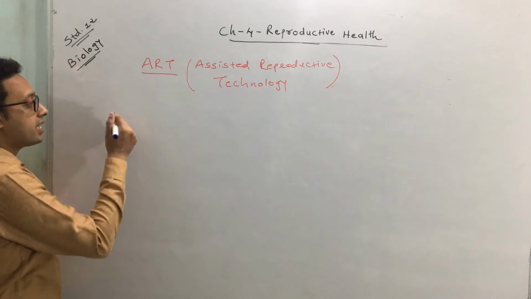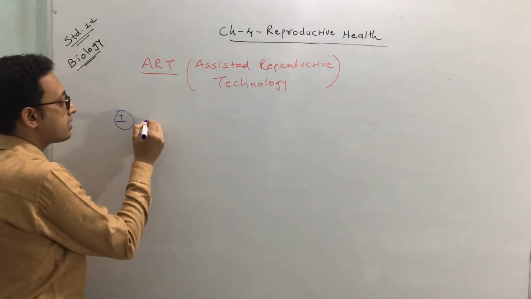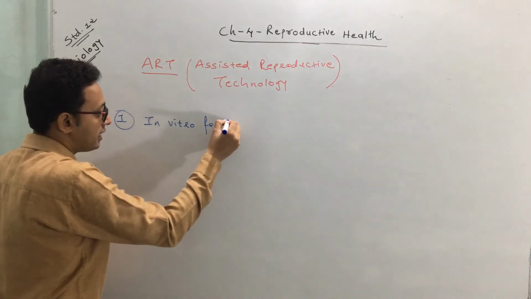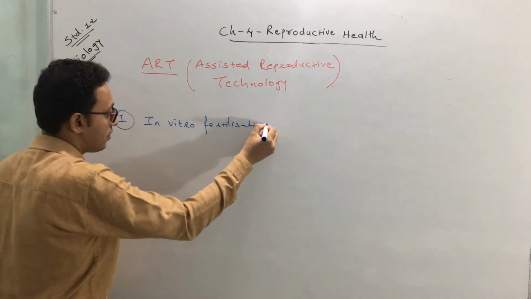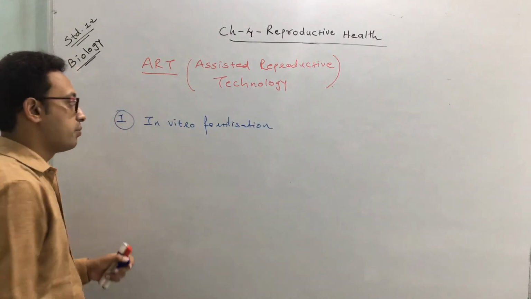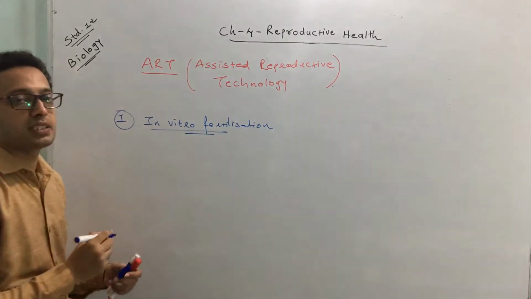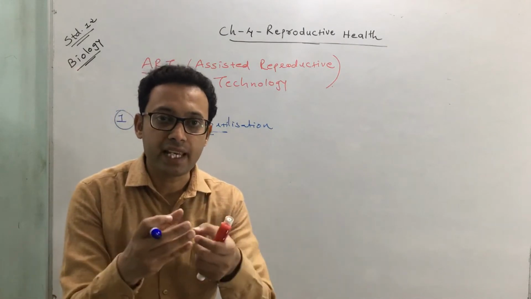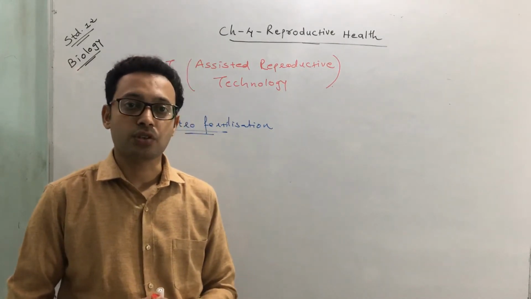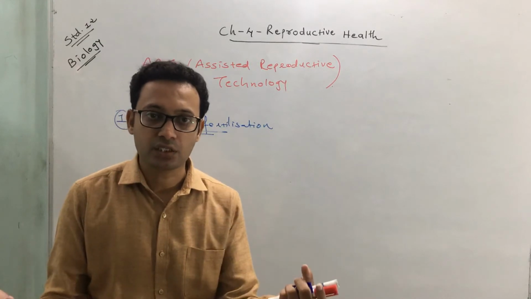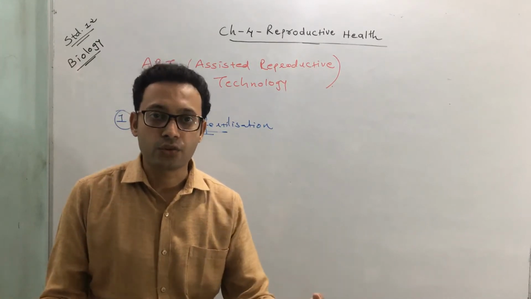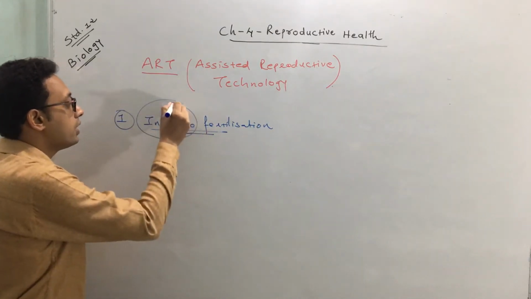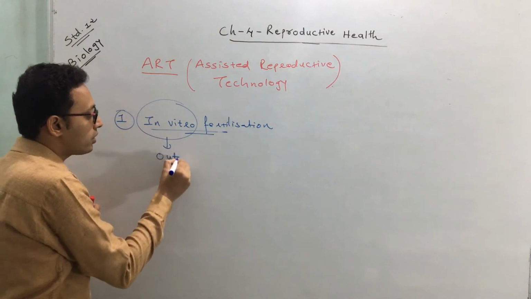Okay? And one of the first techniques adopted under ART is in vitro fertilization, followed by embryo transfer. But first we will discuss in vitro fertilization. You know the meaning of fertilization. Fertilization means a fusion of male and female gamete. Okay, so here we do the same. In this technique, we are doing a fusion of male and female gamete. But where? In vitro. In vitro means outside the body.